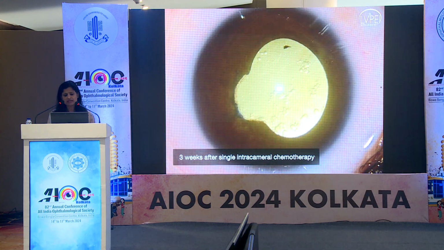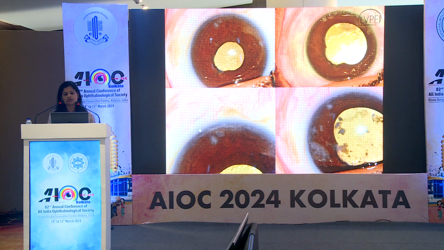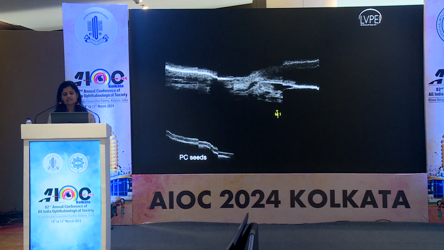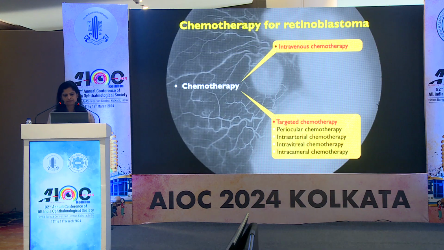And here is an example. This is the case where there were aqueous seeds to begin with, and there were seeds present in the posterior chamber as well, which can be seen on ultrasound biomicroscopy. And you can see after 1 injection of intracameral chemotherapy, the child did very well, where the aqueous seeds completely disappeared. We had given a combination of intracameral and intravitreal chemotherapy in this case.